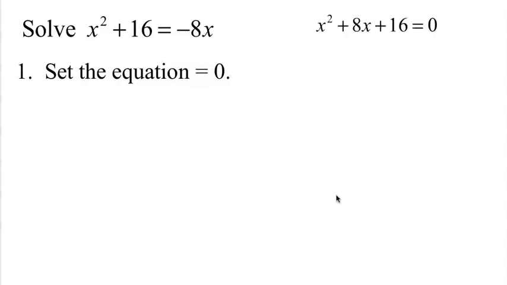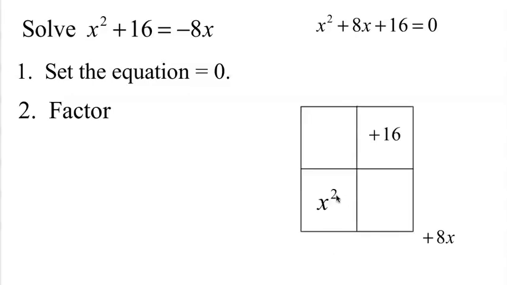All right, next I want to solve x squared plus 16 is negative 8x. Set the equation equal to 0, so we'll add 8x to both sides, and it'll go in the middle. X squared plus 8x plus 16 is 0. As we've seen so far in all of our examples, quadratic equations can have two solutions. Let's see if that happens here. My next goal is to factor. So I want to factor x squared plus 8x plus 16.